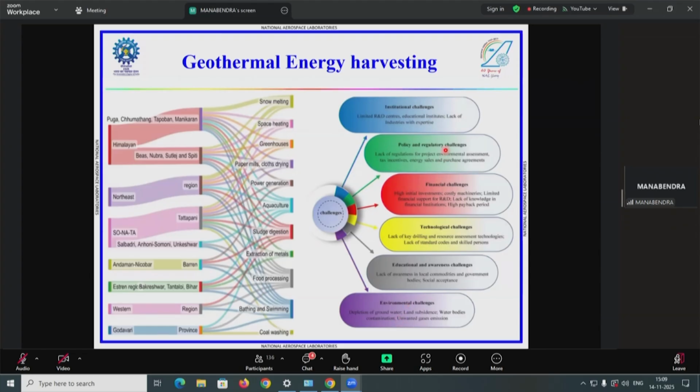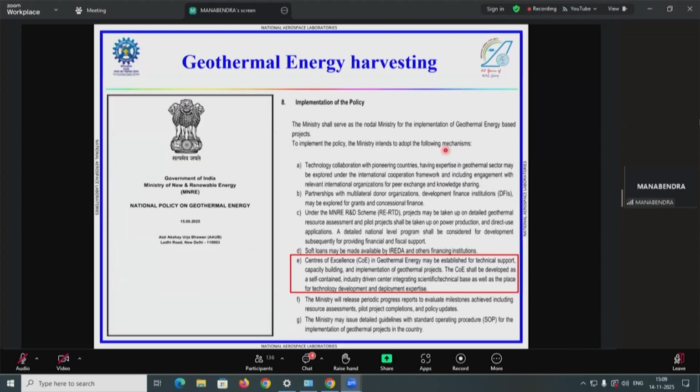Now, for the policy regulation, something has already been done. It is as recent as 15 September 2025, wherein the national policy for the geothermal energy has been released, and you can have a look at the detailed document.